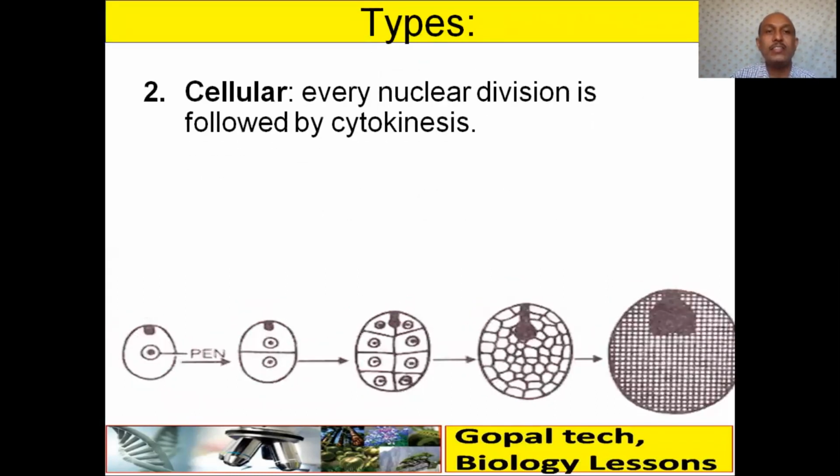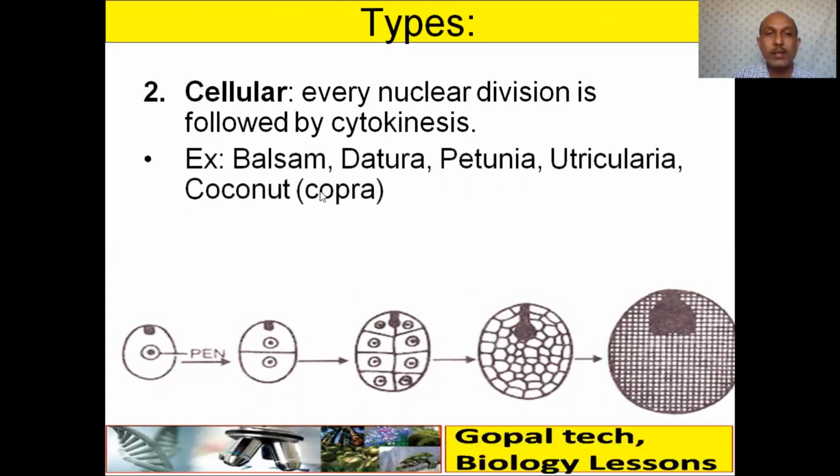Second है that is cellular. Now see the difference. Every nuclear division is followed by cytokinesis. पहला nucleus then divides, 2 nuclei followed by 2 cells. Cell wall तैयार हो गया. So every nuclear division is followed by cell wall, so इसीलिए it is called cellular. Best example blossom, datura, petunia, utricularia. या जो coconut का जो copra, COPRA. So ये cellular में आता है. So therefore coconut first shows free nuclear and then shows cellular.